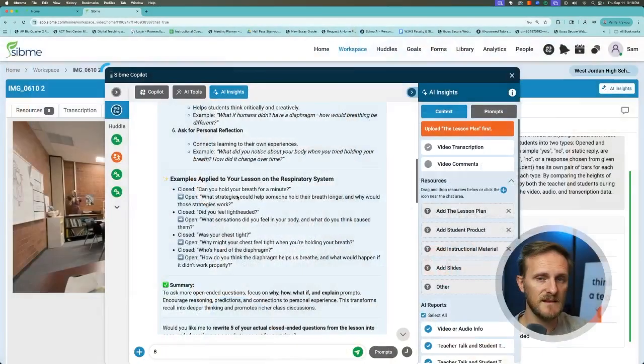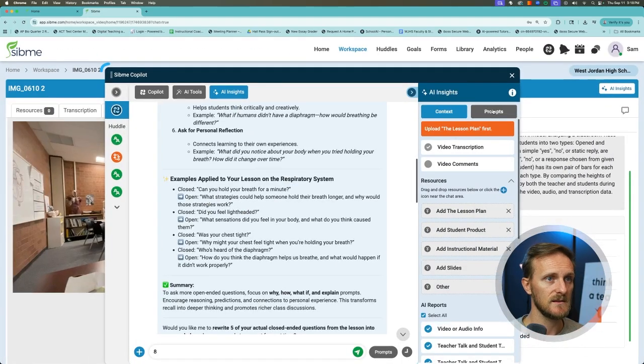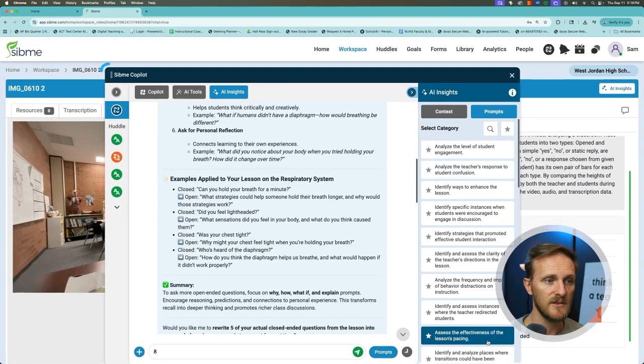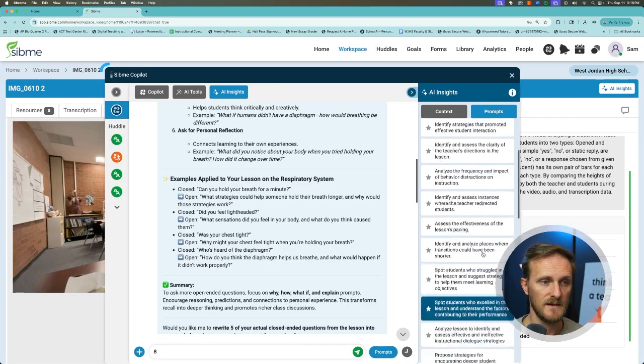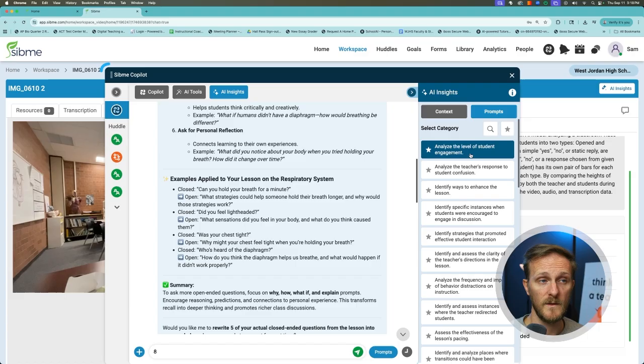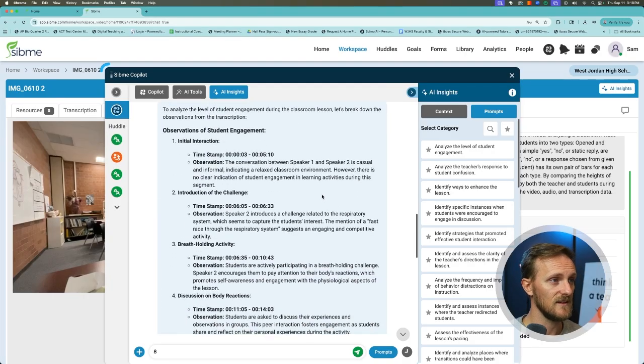The next thing that it does in this AI Insights window is, if you look on the right side of the screen where it says prompts, we can click on this. And they have lots of pre-identified prompts that you could ask the AI about. And so one that's at the top for us, because engagement, again, is something really important that we're focusing on this year, I clicked that and it said, analyze the level of student engagement. It gave me some insight into student engagement.